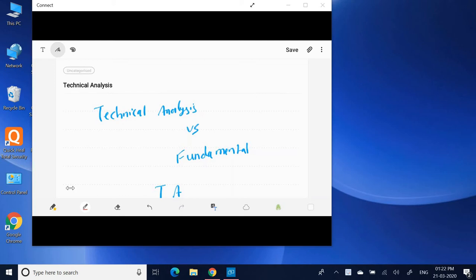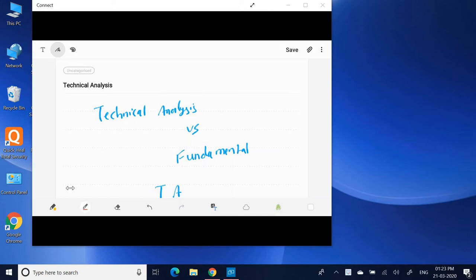Hello everyone. Let us first begin with technical analysis. First we'll begin with the introduction of technical analysis. What is the difference between technical analysis and fundamental analysis? In technical analysis, you study price and volume.